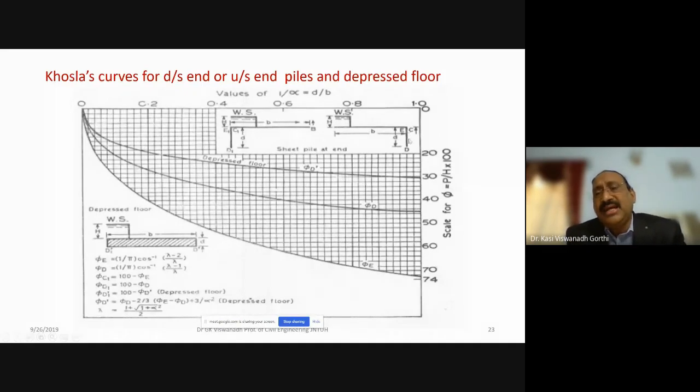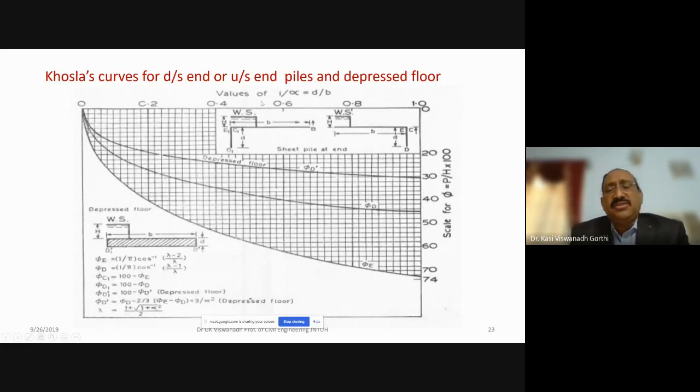Similarly, the other case is that the pile is on the downstream side. So CD or ED on the downstream side. For this case, you have B, the total length of horizontal floor, and D, the thickness of the vertical cutoff.